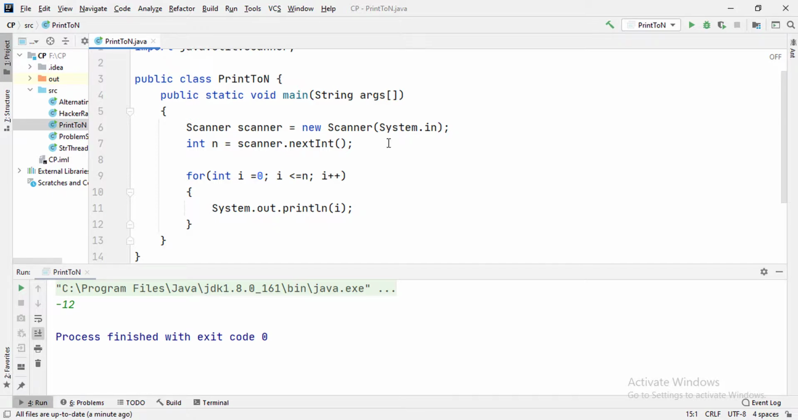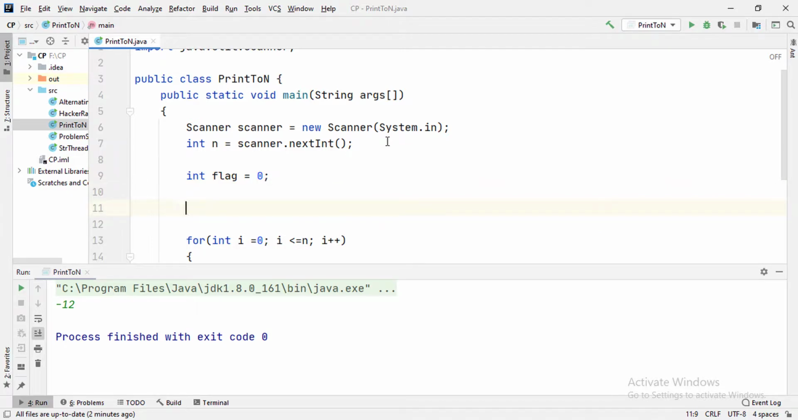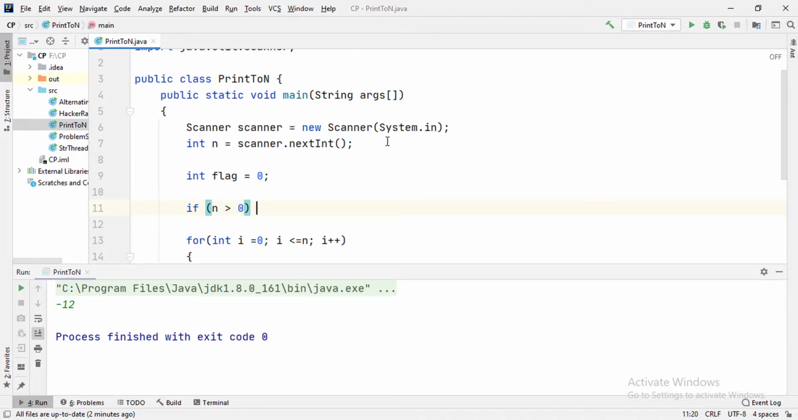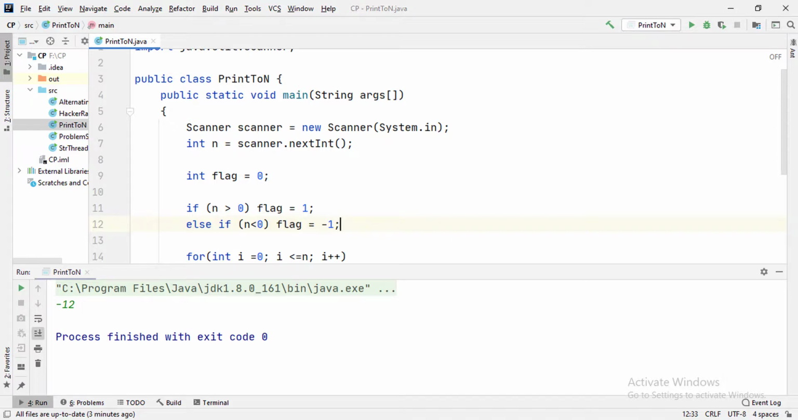So to solve this problem, I have this approach. First I'll check if the number is positive or negative. To do that, after taking the input, I'm using a flag, int flag equal to 0 if the number is 0, and then I'm using a conditional statement: if n is greater than 0 then flag equal to 1, else if n is smaller than 0 then flag equal to minus 1. So now I know if the number is negative, positive or zero.